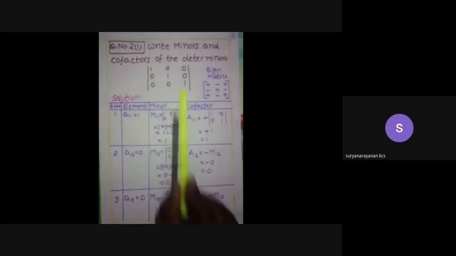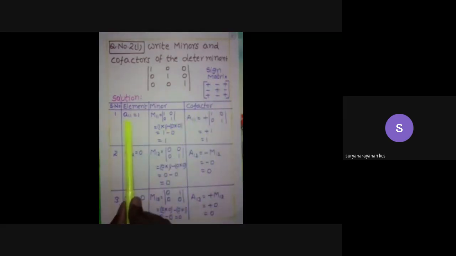So to find the minors and cofactors of each and every element, how many elements are there? Total 9 elements. We are going to find out minors and cofactors of all these 9 elements. So in finding the cofactors, you have to remember this sign matrix: plus minus plus, minus plus minus, plus minus plus. Remember this sign matrix. Okay, my children. Now come to the first element. What is the first element? 1. So it is in the first row and first column.